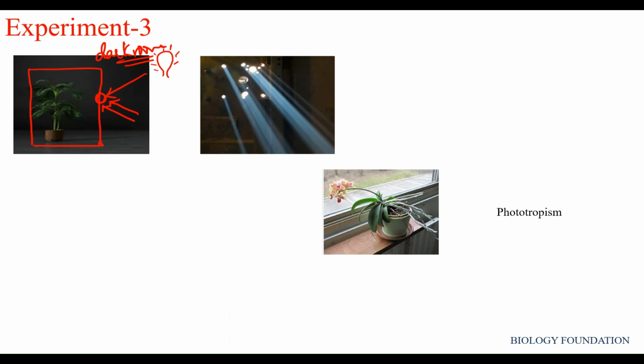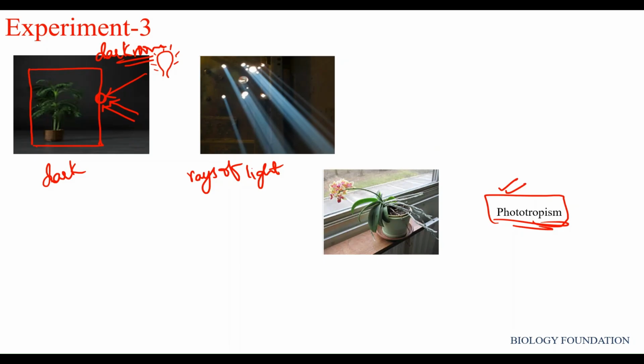So you can see that there is a change in the external environment. Initially the room was entirely dark. Now slowly you can see rays of light falling, and the stem starts moving towards the light rays. This process where the stem moves towards the light is called phototropism. So this is a simple experiment to understand what phototropism is.